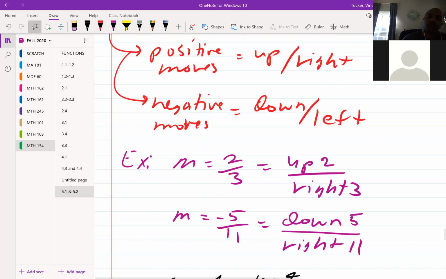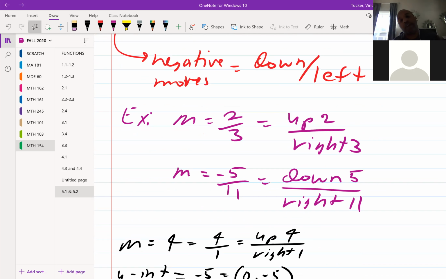All right. So for an example, if I have the slope of 2/3, that's a positive 2 over a positive 3. So that means I will go up 2, right 3. Then if I have a negative 5 over a positive 11, that will be a down 5 and right 11, excuse me. So keep in mind, notice what I did.